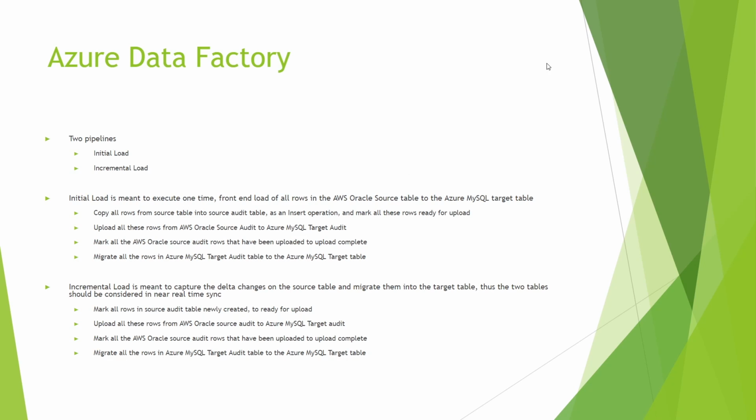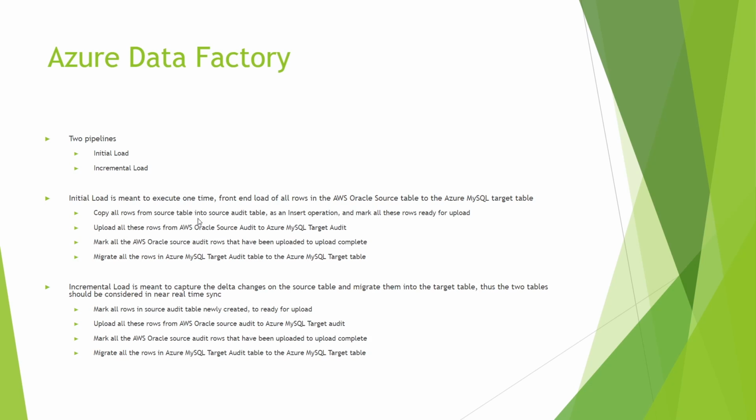On Azure Data Factory, we're creating two different pipelines. One's the initial load. The second one is the incremental load. Basically, they do as they describe. The initial load is meant to execute one time, front-end loading all the rows from the source environment into the target environment. We have 4 different states. We can go through them right now if you like.